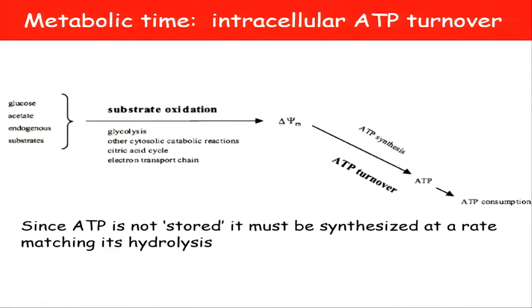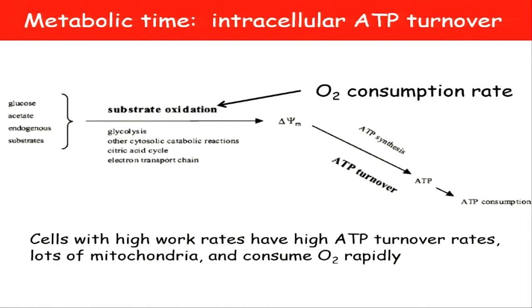And a really critical concept is just that ATP, we don't store it. It's not stored in cells, it's continually cycling. And it must be synthesized at a rate that matches its use through hydrolysis. And so what we see is that cells that have a high work rate actually have high ATP turnover rates. And because ATP is being produced primarily in mitochondria, they tend to have lots of mitochondria.